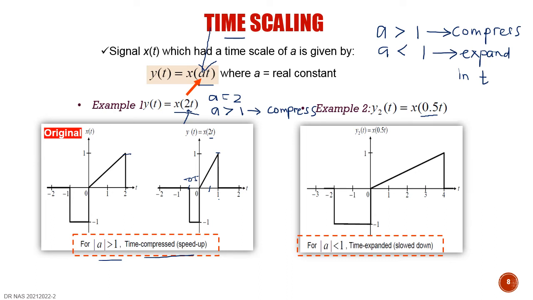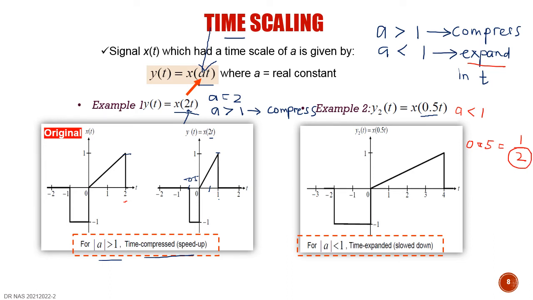Let's look at another example, when A in this case is less than 1. We should expect that the signal will be expanded in t, but the amplitude remains the same. Referring to the same original signal, the maximum t is 2. By how much will the signal be expanded? By 0.5, which is equivalent to 1/2. So the signal will be expanded by 2 times in t.